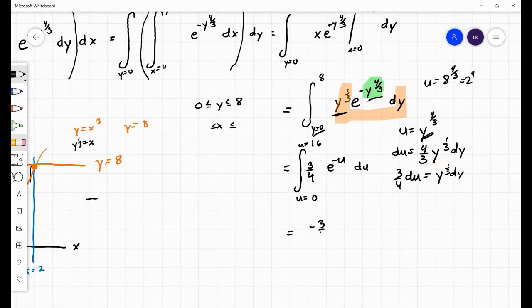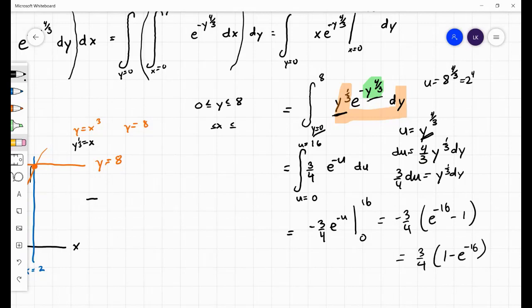All right, so anyway, we get our integral. Here's our antiderivative. E to the minus 16 minus 1. So whatever that becomes. Okay, very good. All right. So what's next?